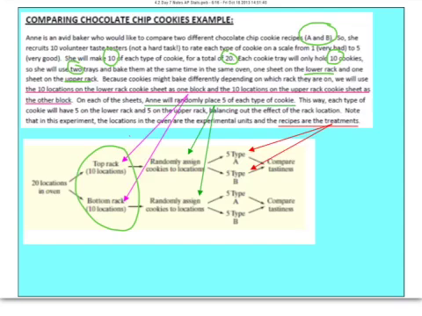Okay, on each of the sheets, Annie will randomly place 5 of each type of cookie. So she's coming in here and doing the random assignment now and putting 5 somewhere on one cookie sheet and 5 on the other places on that same cookie sheet. And then she's going to do that same thing for the bottom rack. And then once the cookies are done, she will actually have her subjects taste the cookies and then compare type A versus type B.